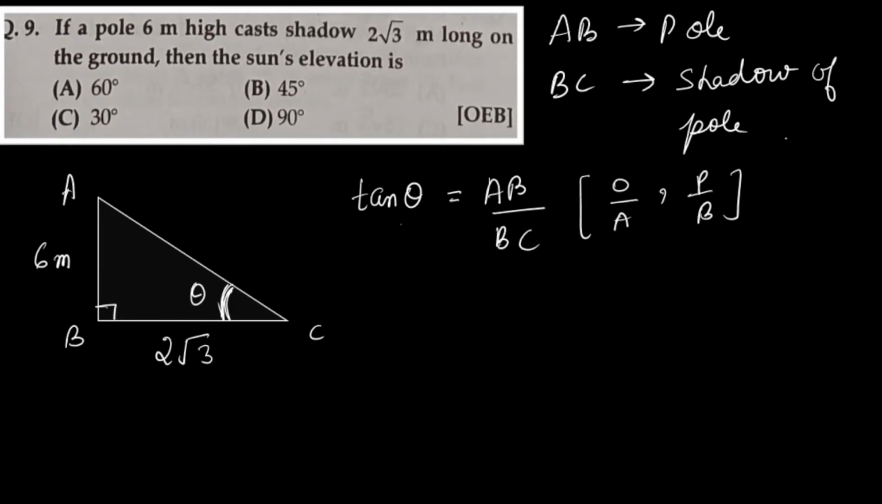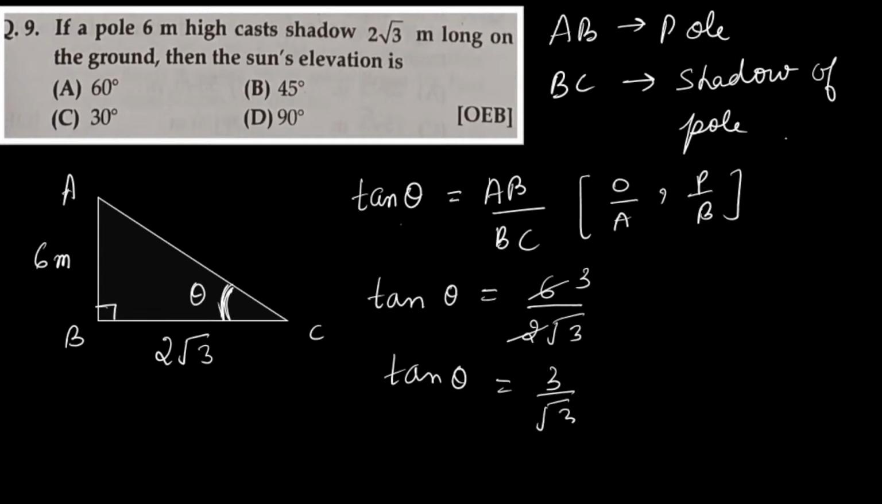So tan theta, we have to find theta. AB's value is 6, BC's value is 2 root 3. We can do cancellation now. 2 into 3 is 6. Now I am getting tan theta equal to 3 by root 3. This is not simplified, so you can rationalize the denominator. Or also, anyway, 3 we can write as root 3 into root 3 and do cancellation. Both ways are fine.